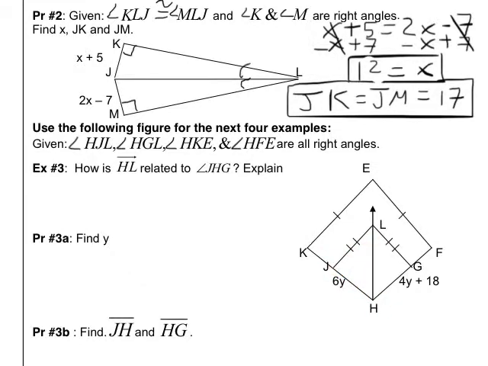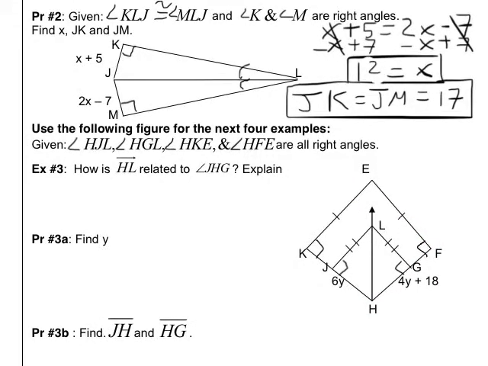HJL is this one, so that's a right angle. Angle HGL is this one, so that's a right angle. Angle HKE, that's this one, so that's a right angle. And angle HFE, that's that one, so that's a right angle. Okay, they want to know how is HL related to JHG. So here's HL, it's a ray, and we want to know how it's related to angle JHG.